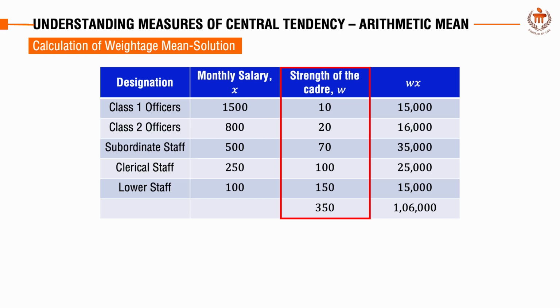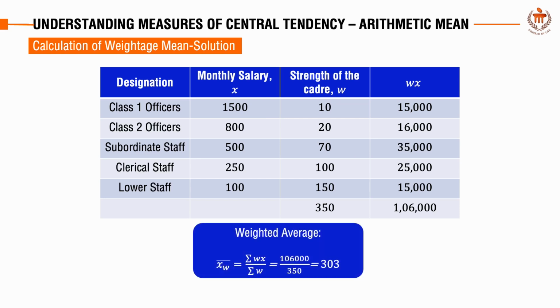And the total sum of the strength of cadre was 350. Then when we did the product of monthly salary into strength of the cadre, the total sum of that we got as 1,06,000. So once we got this value, the weightage average would be basically the ratio between sum of WX by sum of W. So here the sum of WX is 1,06,000, and that I will divide by 350, and that will give me the weightage average of this data. So the weightage average of that data, I'll get around 303 when I do this calculation.